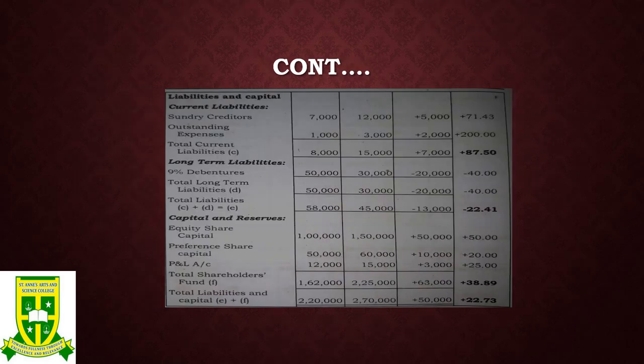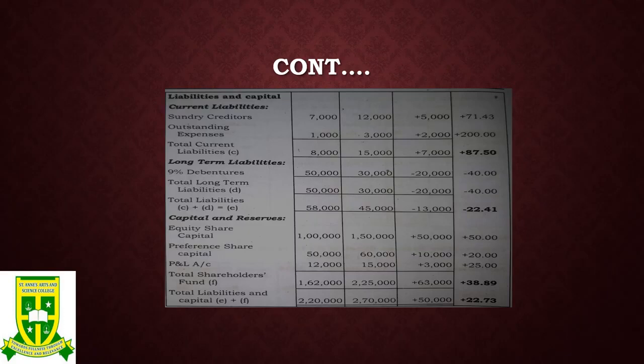So the assets part has been over. Now we are going to calculate the liabilities and capital. Under liabilities, we have current liabilities, long-term liabilities, and the total liabilities will be arrived at. After that we have to calculate the capital and reserves to find out the total liabilities and the capital. Now, under current liabilities, the first one is sundry creditors.